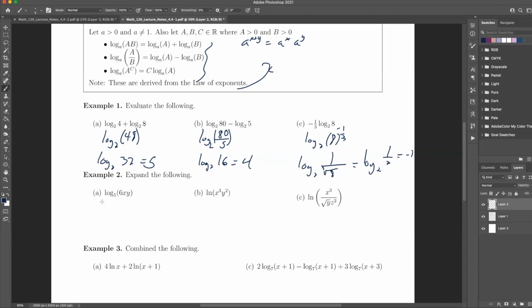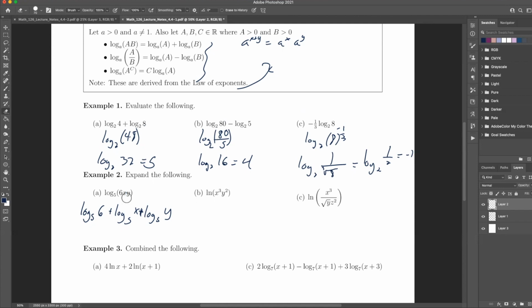All right, so here, expand the following. Here we're going to go backwards. I'm going to use this rule and expand it out. So here I'll have log base 5 of 6 plus log base 5 of x plus log base 5 of y. Now, notice I could write this as an A, split this in two, and then have the Y here, and then do the rule again to get it here, but you don't need to.